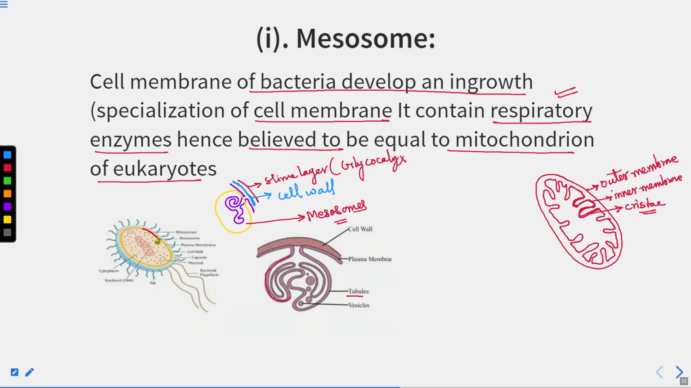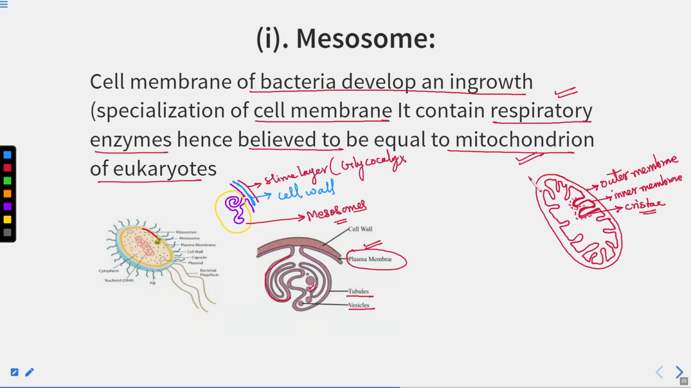And it has some tubules or vesicle-like structures, but these come out from the plasma membrane, as an in-growth of the plasma membrane only, and this is called the mesosome. Now this has a lot of enzymes attached to it. Such enzymes are also present at the mesosome only. So this is the similarity with the mitochondria.